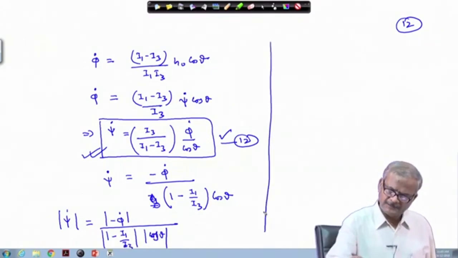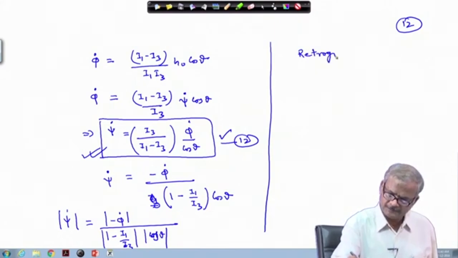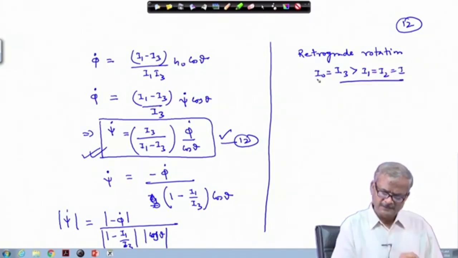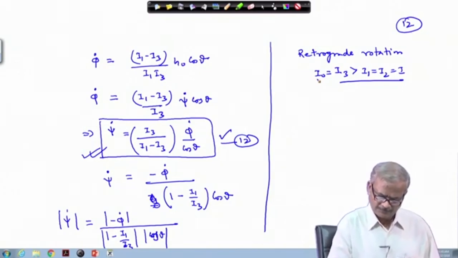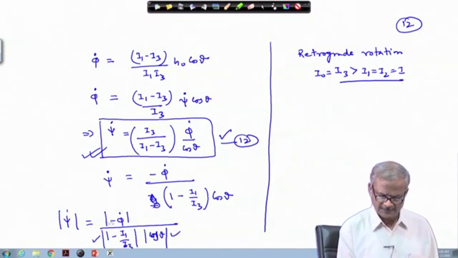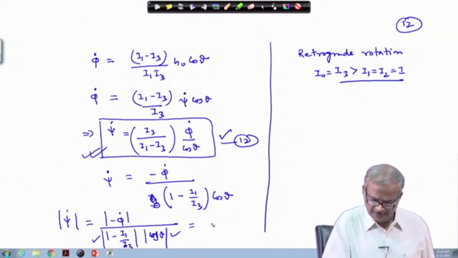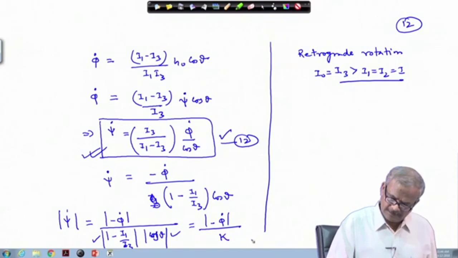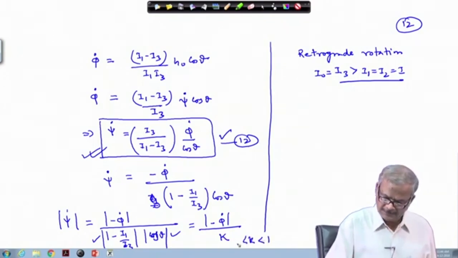And already we have discussed a few things about the retrograde rotation, which is the case when I 3 is greater than I 1, which we have written like this earlier. So, if that happens to be the case, this quantity is going to be less than 1, both are less than 1. So, you can see that the denominator becomes less than 1. So, you write this as minus phi dot divided by k, where k is less than 1, but greater than 0.